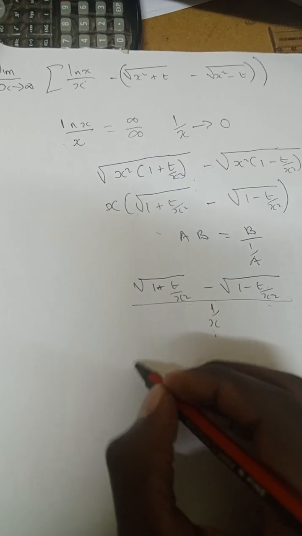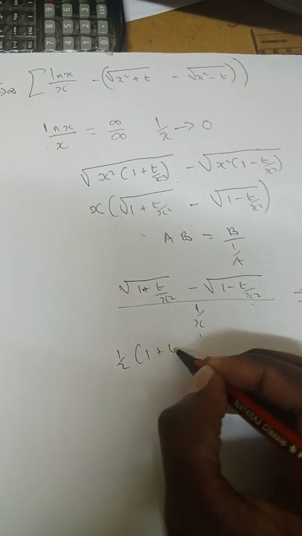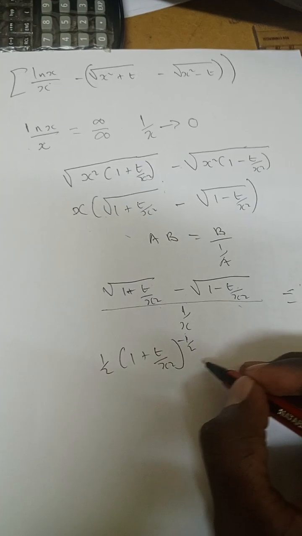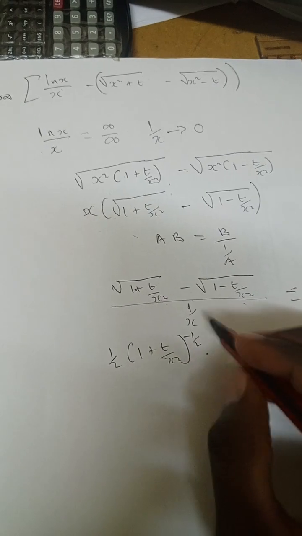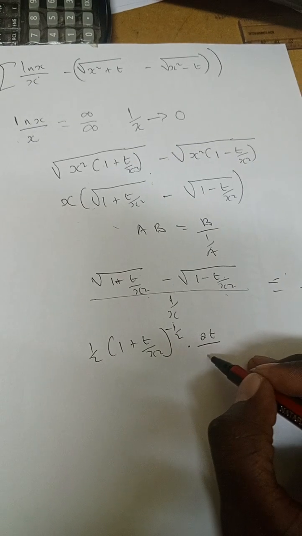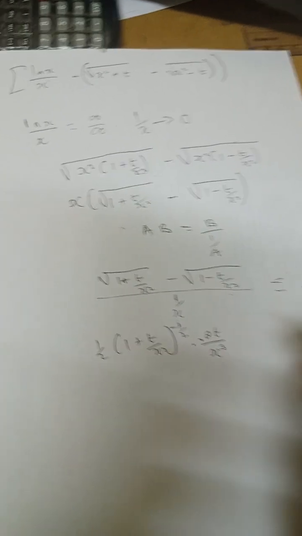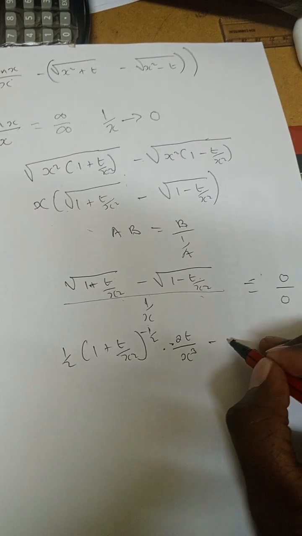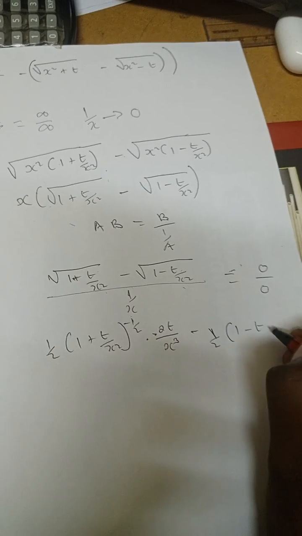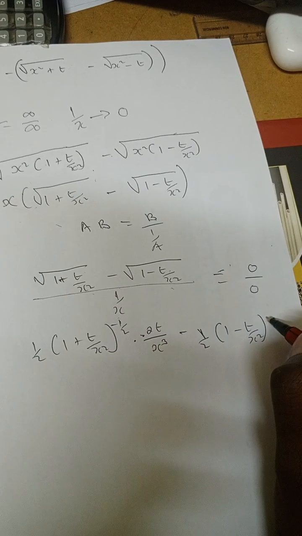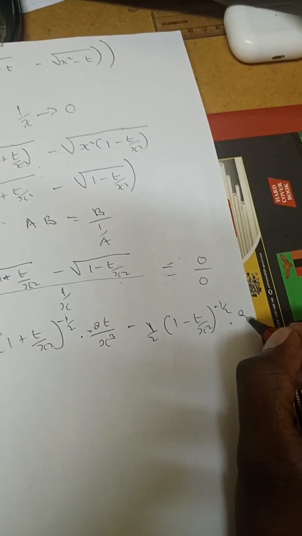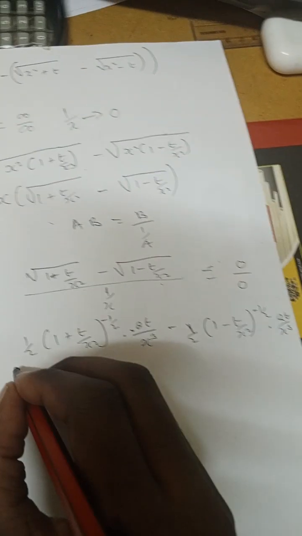L'Hopital's rule differentiates the numerator separately and also the denominator separately. So for the first part, when you differentiate this, we are going to get half times 1 plus t over x squared, to the power negative 1 over 2. Then we multiply this with the derivative of the inner part, which will be 2t over x to the power 3. Then this will be negative. Then we do the same for this part. We're going to have half times 1 minus t over x squared, to the power negative half. Then we multiply it with this, which becomes positive 2t over x to the power 3.